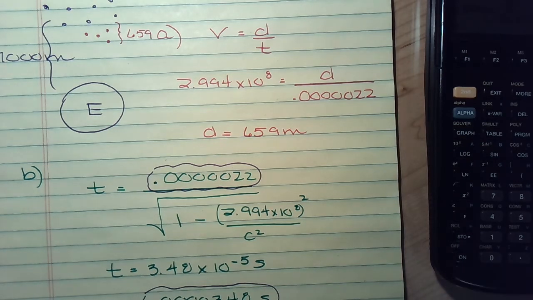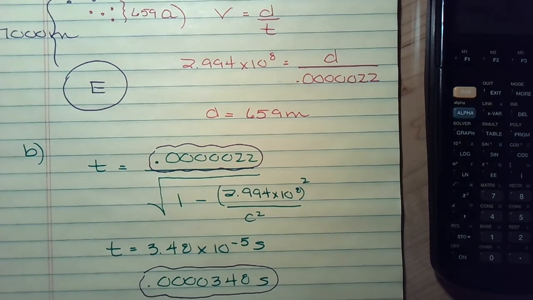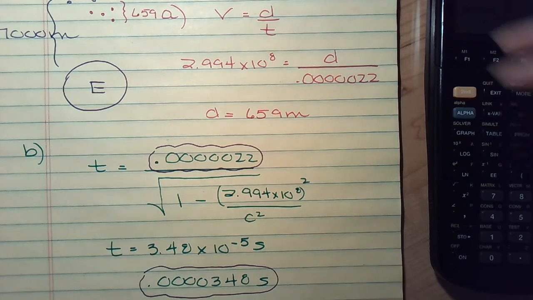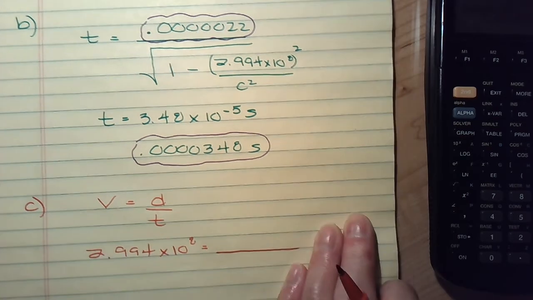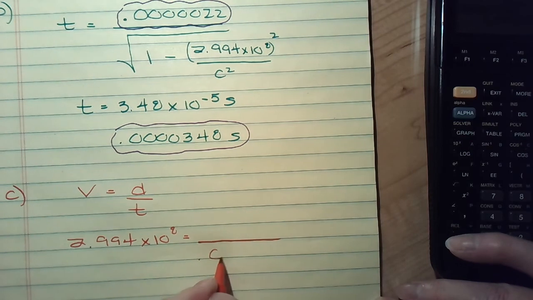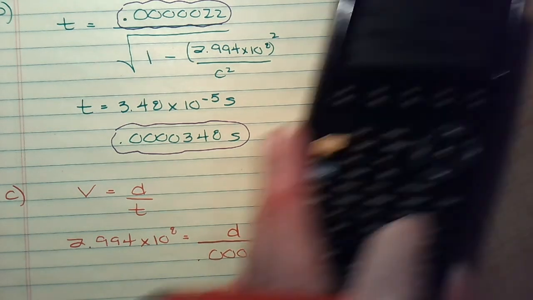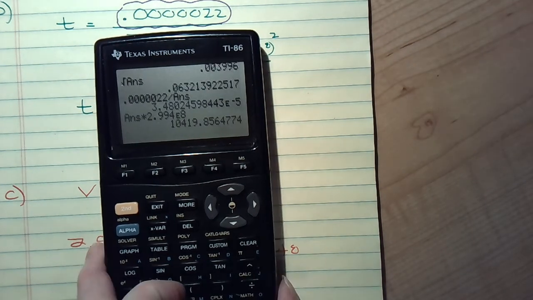And so his time in his invisible spaceship is 0.00000022. That's his lifetime. And on the bottom, we're going to have 1 minus, then we have our 2.994 times 10 to the 8th, you're going to square that, and then over c squared. So we're solving for t, how much time would pass on Earth from the perspective of Earth. So I'm going to start with my 2.994 to the 8th and square that, divided by 3 to the 8th, which I'll square. 1 minus that answer. Then I'm going to square root that answer.